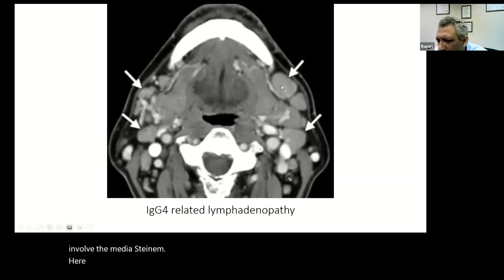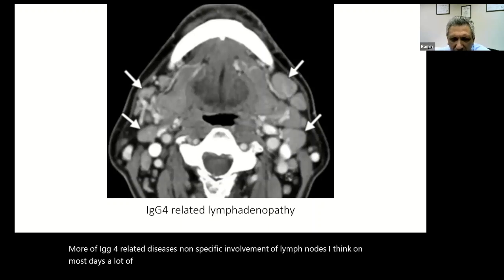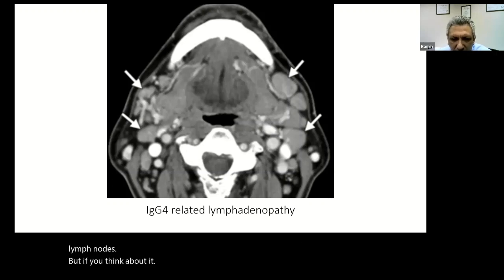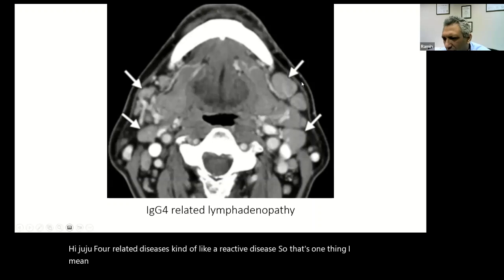Here's some more of IgG4 related disease. Non-specific involvement of lymph nodes. I think on most days, a lot of people might even pass some of this, saying they're just reactive lymph nodes. But if you think about it, IgG4 related disease is kind of like a reactive disease. So that's one thing. I mean, you give them steroids, they should shrink.